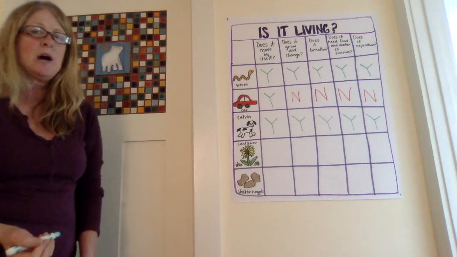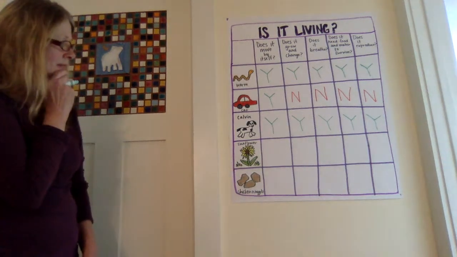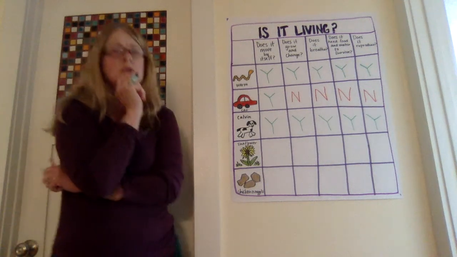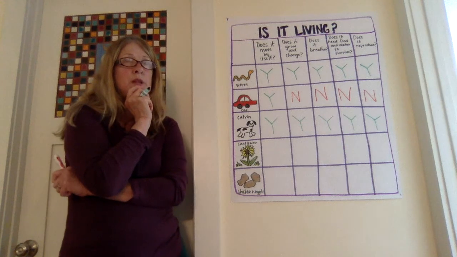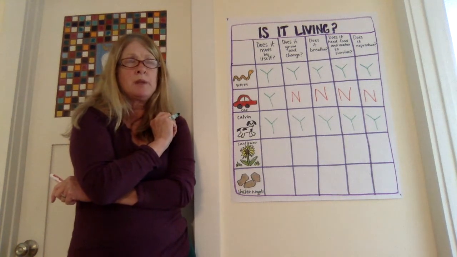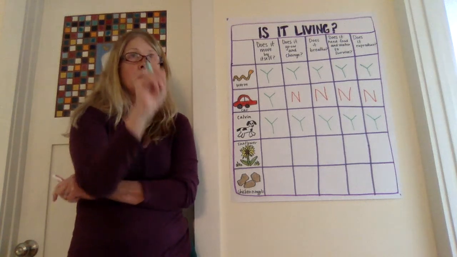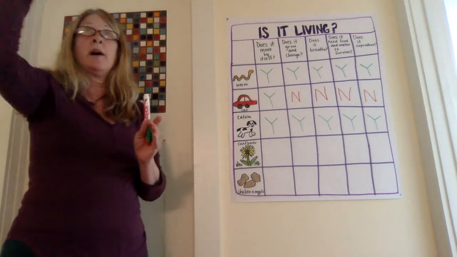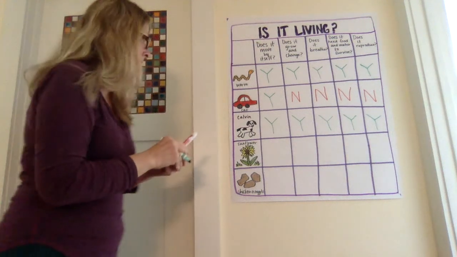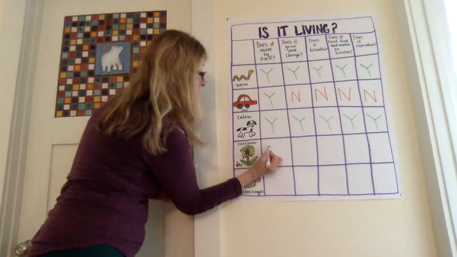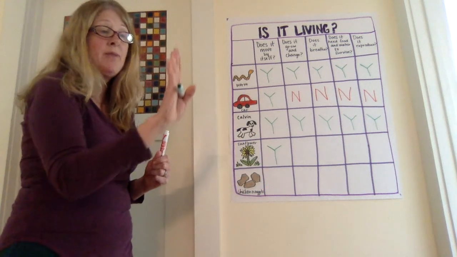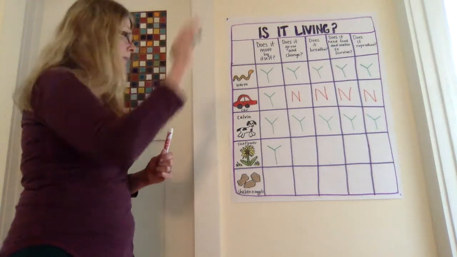A sunflower. Does it move by itself? This is tricky. I have to really think about that. I have grown sunflowers before, and I have noticed that when the sun is going up, the flower will actually tilt in the direction of the sun. So the answer is yes. And also it's moving as it's growing. It's growing up, and that's movement, upward movement.